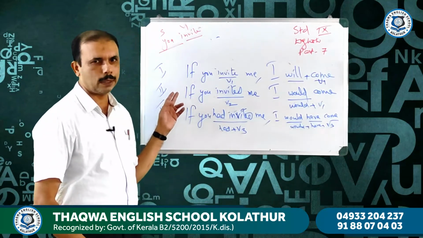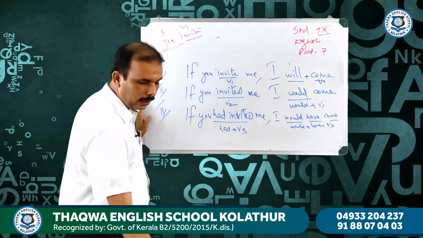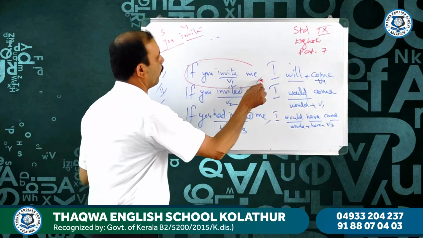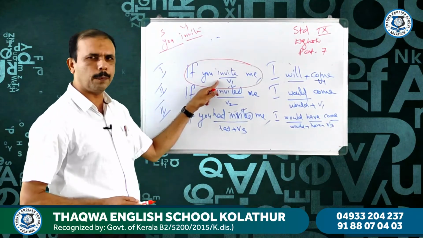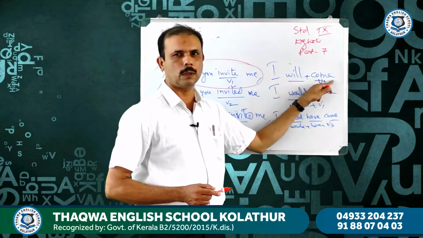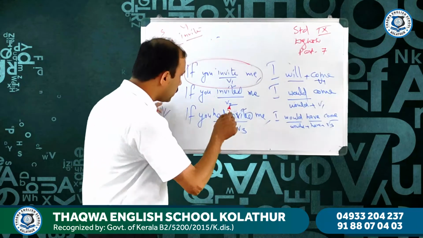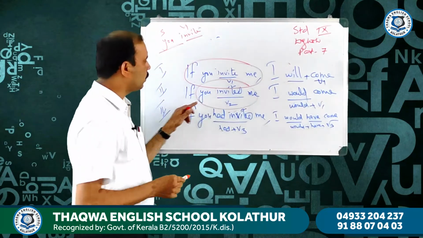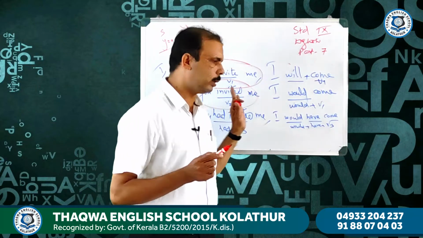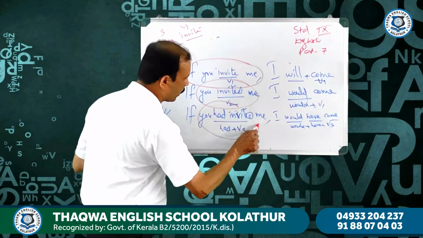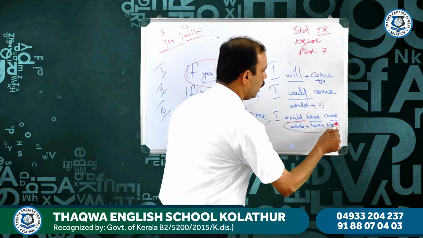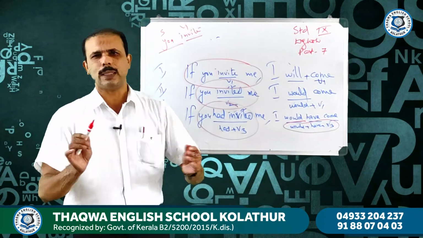So it's a very important thing. Here only the grammatical structure is very important. Here it is simple present: subject plus verb 1, so will plus verb 1. Only remember that. And if it is simple past, you plus verb 2, so what you have to do? Would plus verb 1. That's the only thing. And here it is past perfect, had plus verb 3, and here you have to do would plus have plus verb 3. This is the grammatical structure.